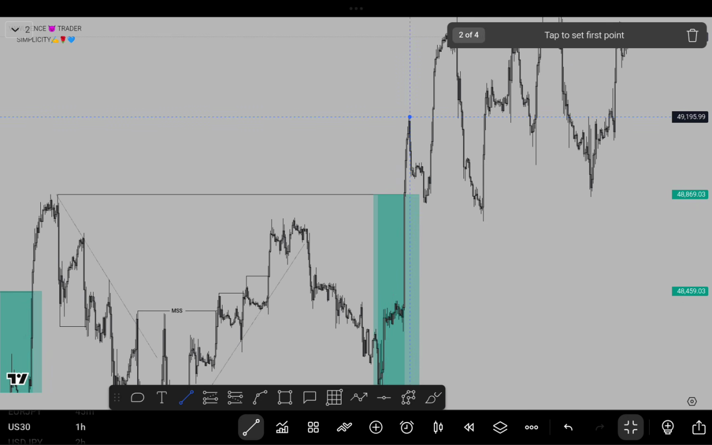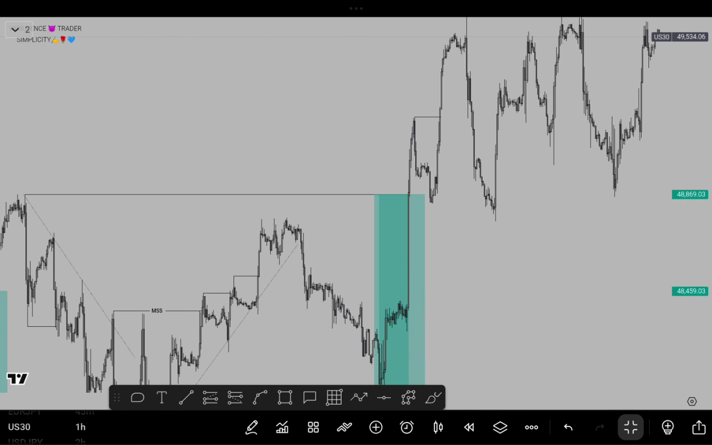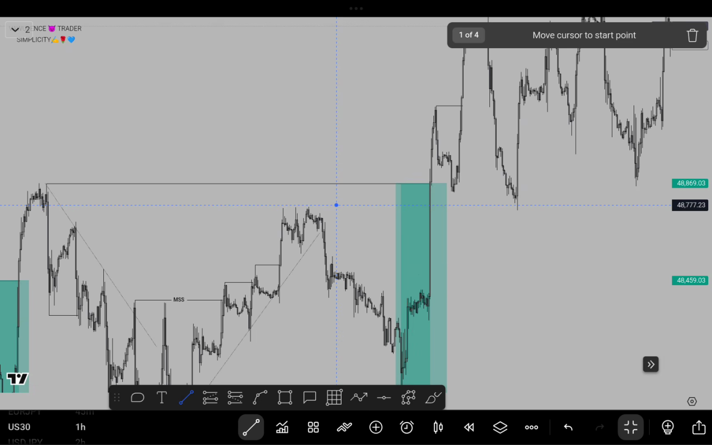This is still on the 1 hour time frame. We now have our break of structure. Price gave this pullback before the break of structure, so that means the point of interest is around here.